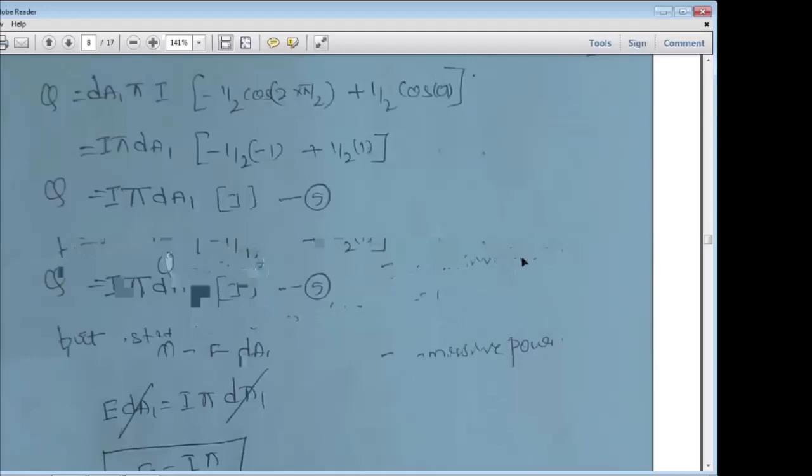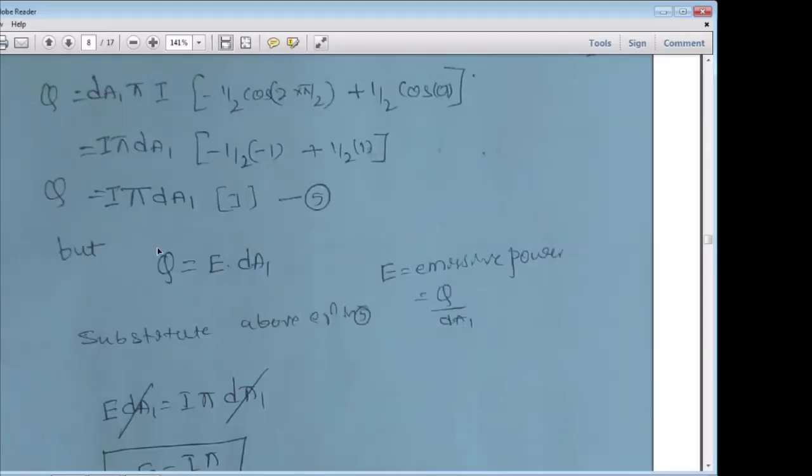What is the emissive power? It is the heat transfer or radiation energy radiated per unit area, that is, Q divided by dA1. That is called the emissive power. So we know that Q is equal to E into dA1.